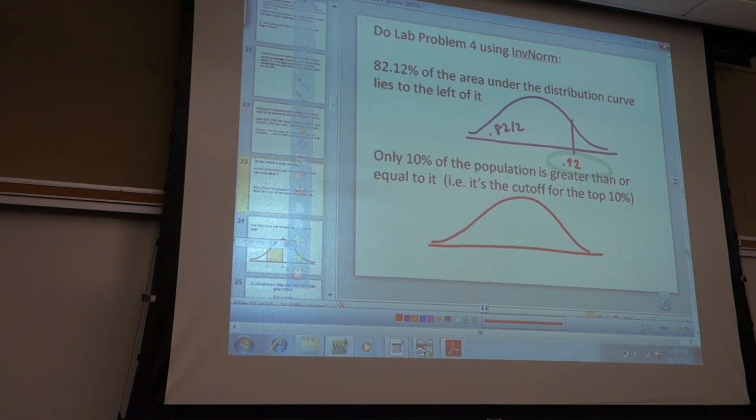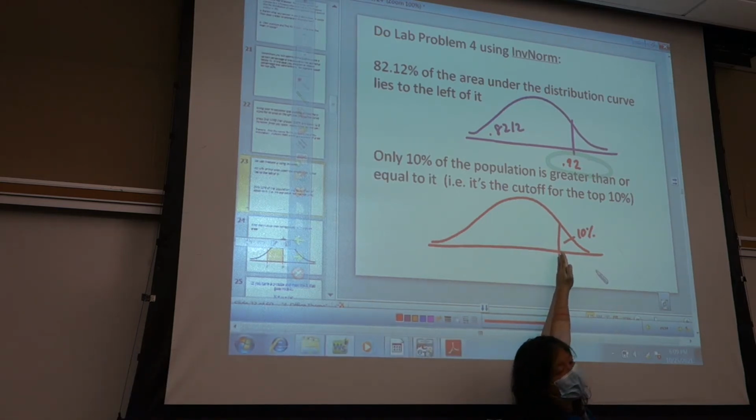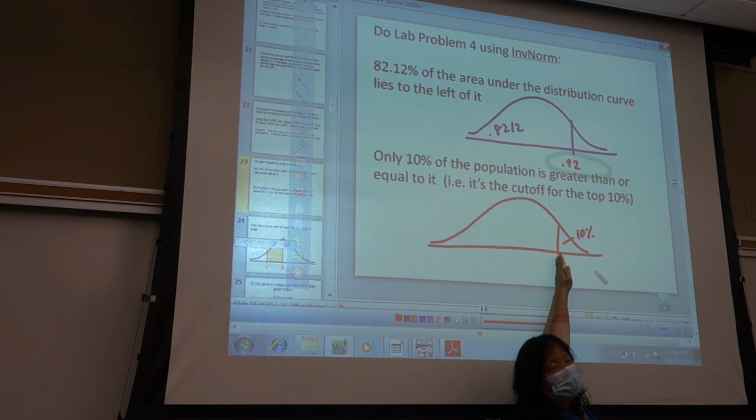Now this next one, only 10% is greater than or equal to it. So this part here is 10%. But the thing is that I need to feed it the area on the left. I'm trying to find here, what's the area on the left side of this? 0.9. Yeah, 90%? Does everyone understand?